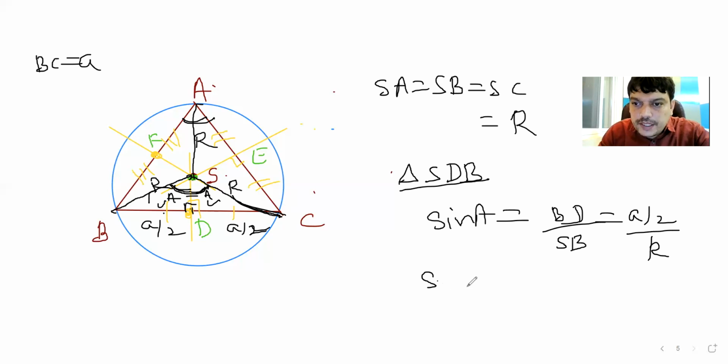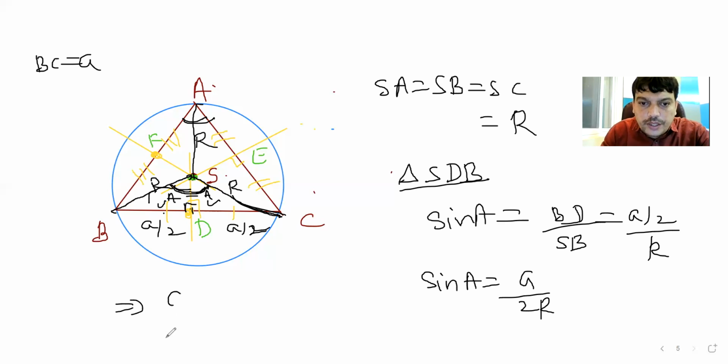So the result we got here is sine A equals a by 2R. How do we write this further? We can write a by sine A equals 2R. So sine A equals a by 2R is also the same as a by sine A equals 2R. Let this be the first result.